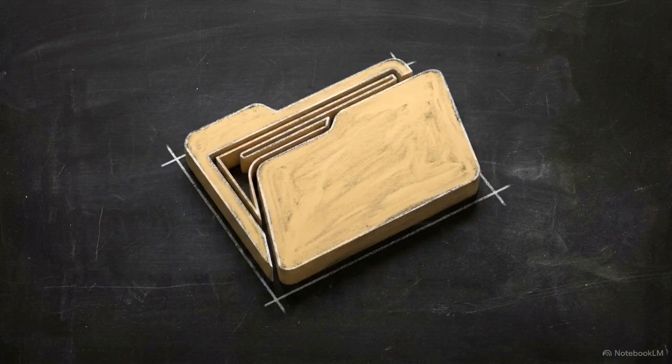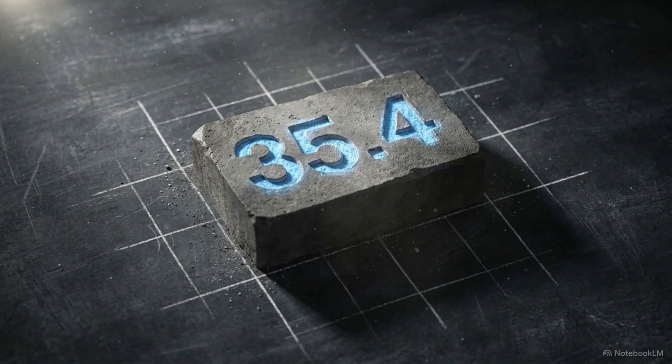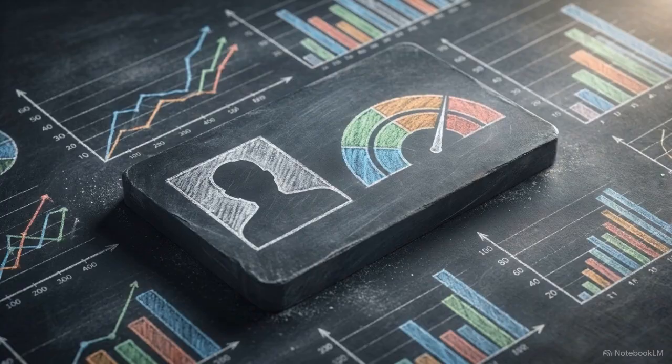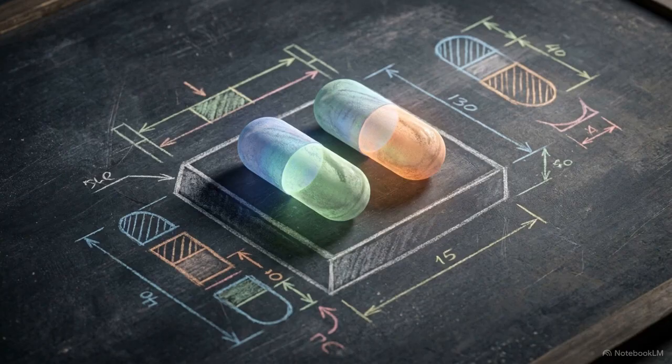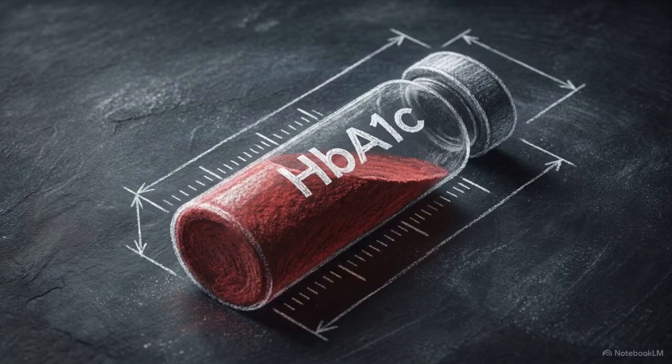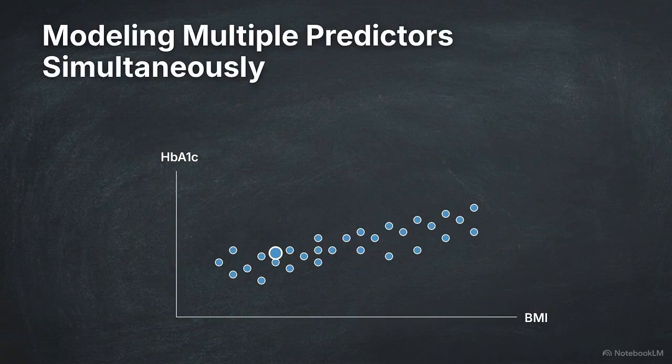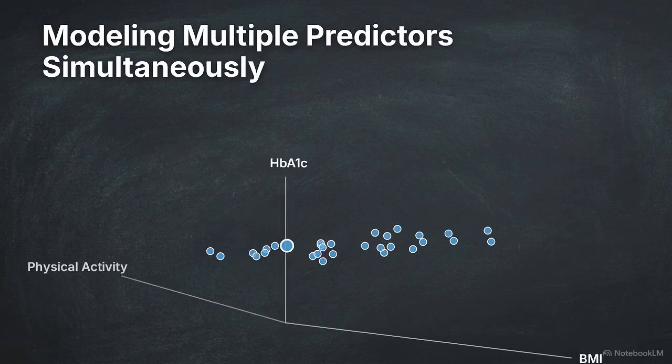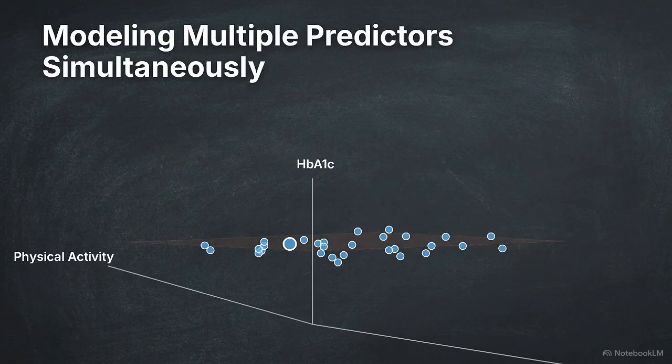Consider our first clinical question. How does a patient's BMI, age, socioeconomic status, and assigned treatment influence their final HbA1c levels? This 3D scatter plot visualizes multiple linear regression. This technique calculates a beta coefficient for each variable, telling us how much the outcome, HbA1c, changes for every 1 unit increase in a predictor, holding all other variables in the model constant.